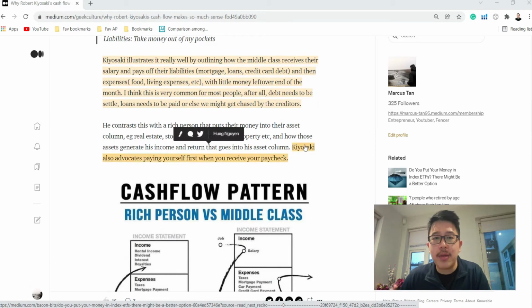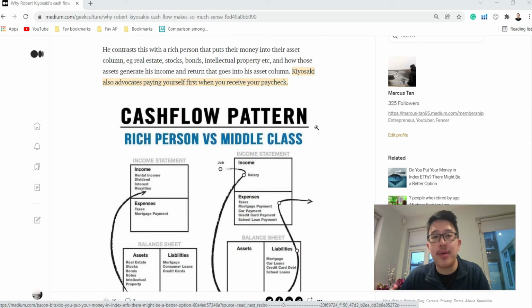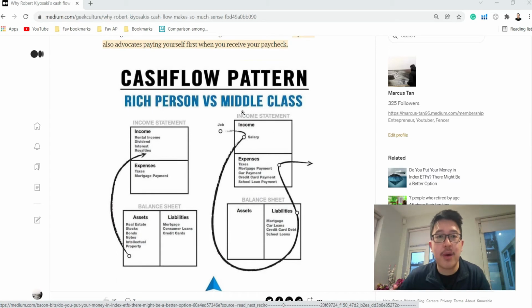Kiyosaki advocates that you pay yourself first. So when you get your salary, pay yourself first, regardless of how much you owe your creditors in the form of student loans or your mortgage, just constantly pay yourself first, because that gives you the discipline to prioritize paying yourself first, so that if you don't have that money, you'll find ways to pay your existing creditors. So this is the cash flow of a rich person versus a middle class person.